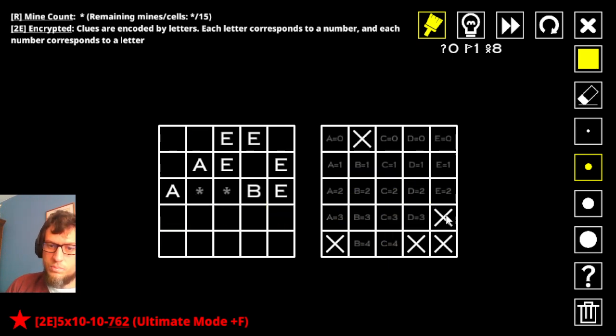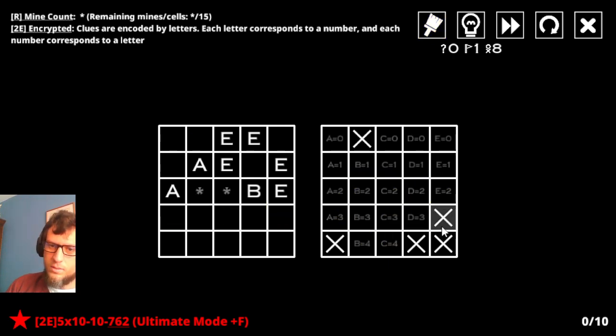Oh, I guess the point is B can't be 4. Yeah, that's what it is. Because if E can't be 3, then B can't be 4. And B has to be exactly 1 more than E. So the largest it can be is 3, in the case that E is 2. So this is out, that means that's in, which gets all of that.